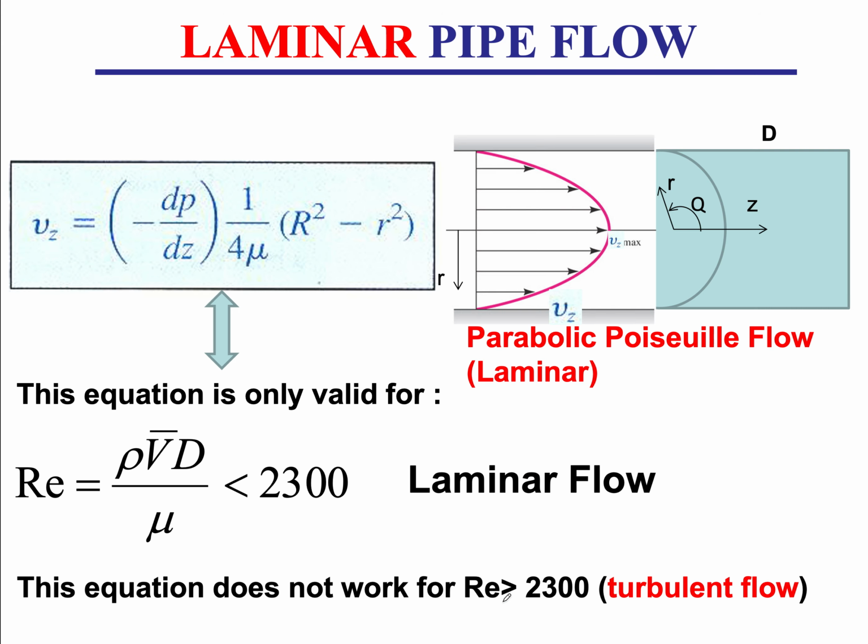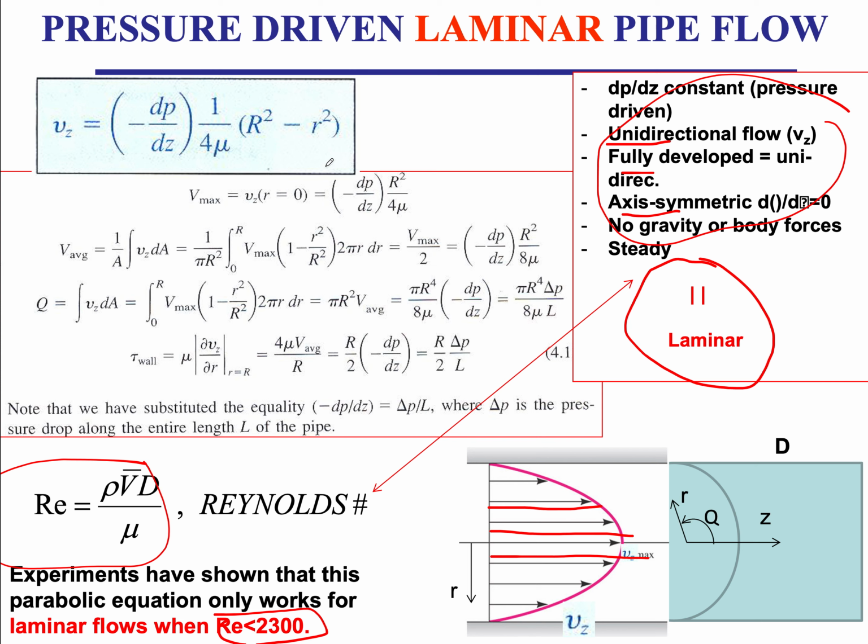So this is our laminar case. We found the solution for this type of flow to be the Poiseuille velocity distribution, which is parabolic in R. And we also found, when we differentiated this, we got the wall shear stress, which depended on the average velocity in the pipe, the viscosity, and the radius of the pipe.